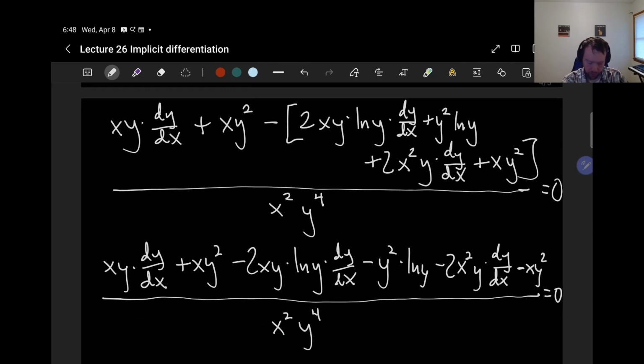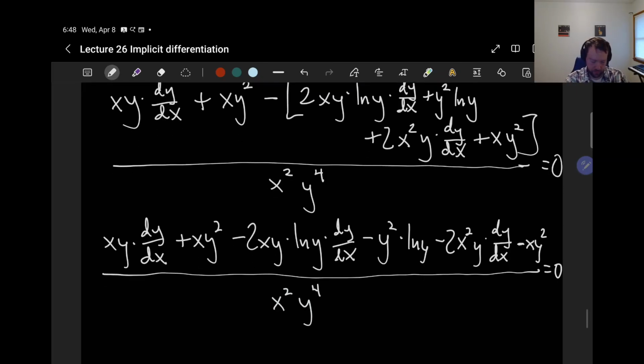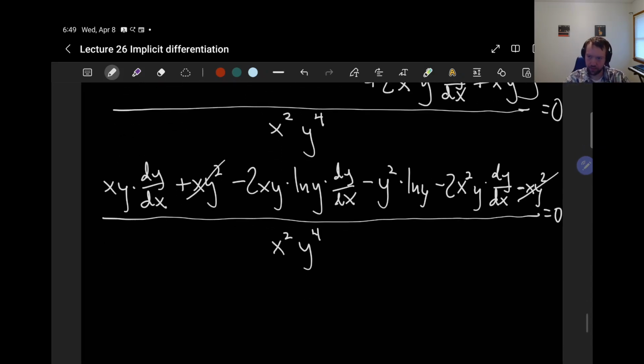Now there is one really cool thing that happens here. I have a couple things cancel out actually. I have a plus xy squared and a minus xy squared. So that's pretty nice. Okay, I do not believe we have any other nice cancellations like that. Well, there is sort of a thing I can do here, and let's go ahead and do it now.